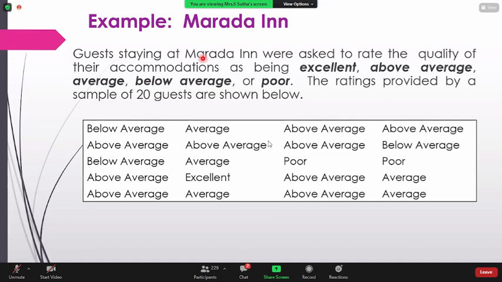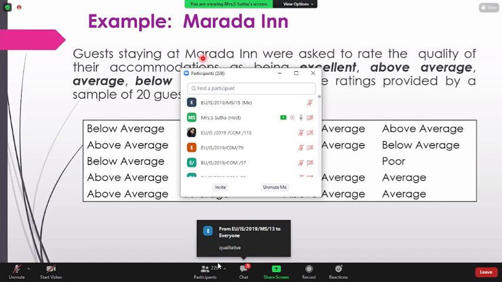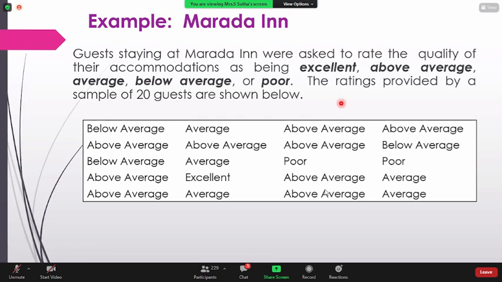Qualitative, very good. It is a qualitative variable, right? Now we identified the given scenario. What are the terms we learned in the previous session? All the terms here also you have identified, right?